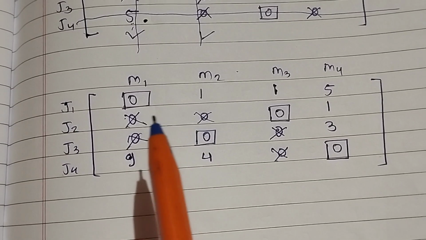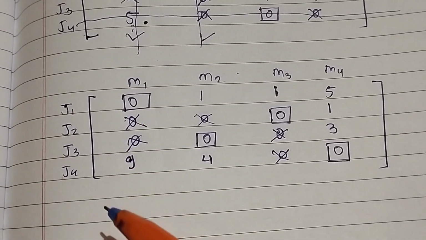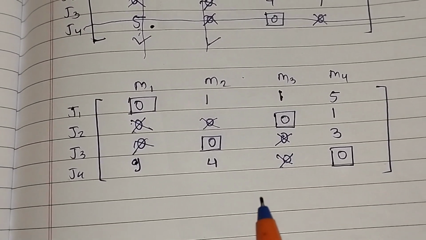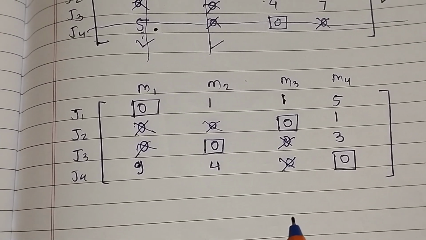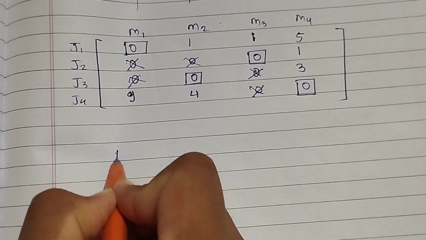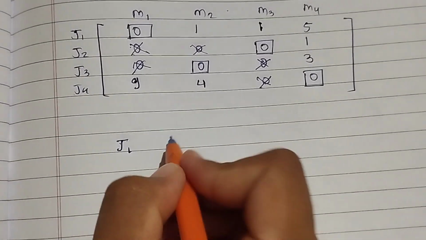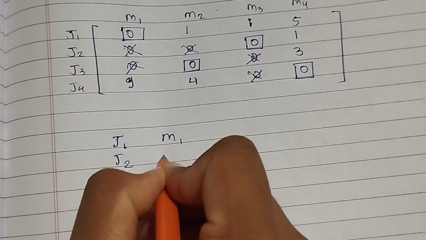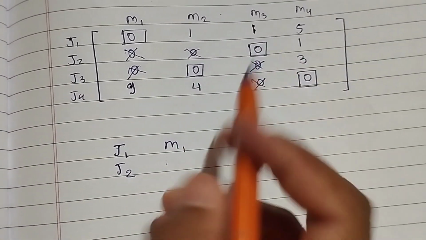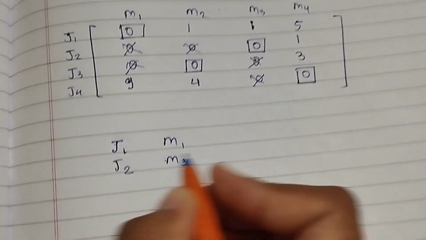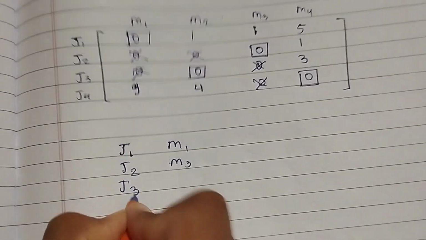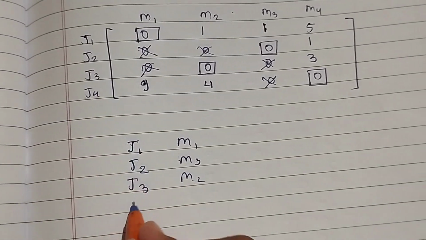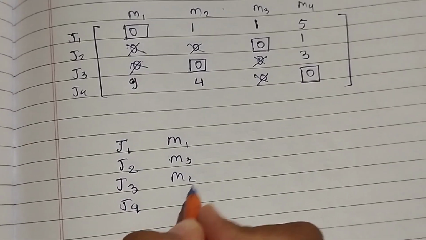Once we get all rows and columns with 1 assignment, at that time we say that here is the optimal solution. So the schedule for the jobs is: for J1 we assign machine M1, for the J2 job we assign machine M3, for job 3 we assign machine M2, and for job 4 we assign machine M4.